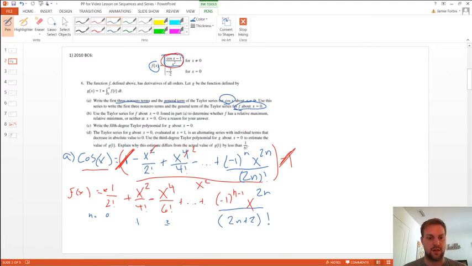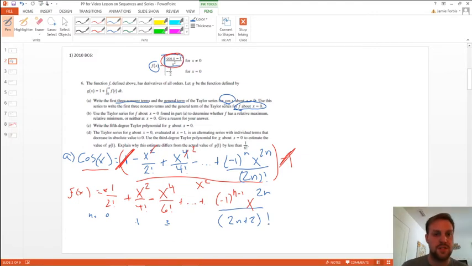So we're going to come back to this. We're going to need to know this. This is the Taylor series centered at 0, which is the Maclaurin series, for f of x, as defined above. We used cosine and we built it up by subtracting 1 and dividing by x squared. All right, so that was part A. Let's move on to B.